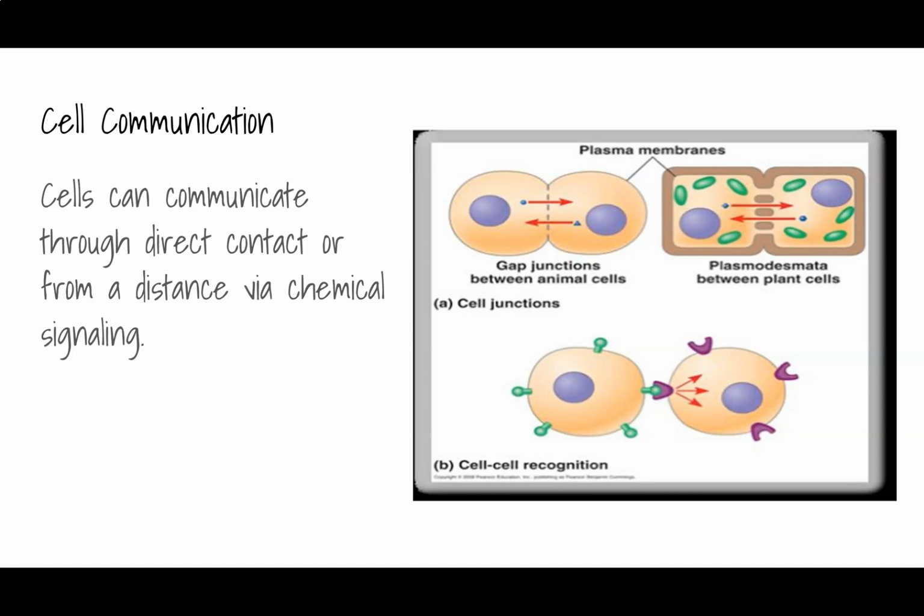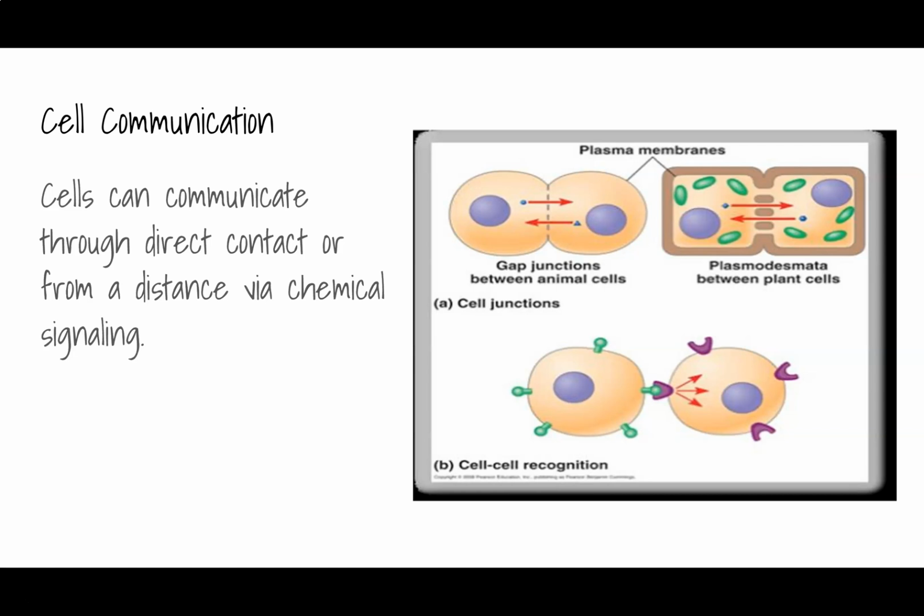Now, cell communication typically deals with a cell releasing some sort of material, whether it is a hormone, some other type of protein, or some sort of steroid molecule. That will be known as a ligand. It will leave that cell.